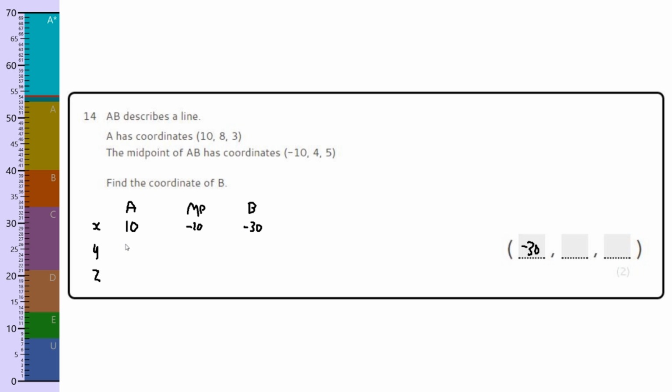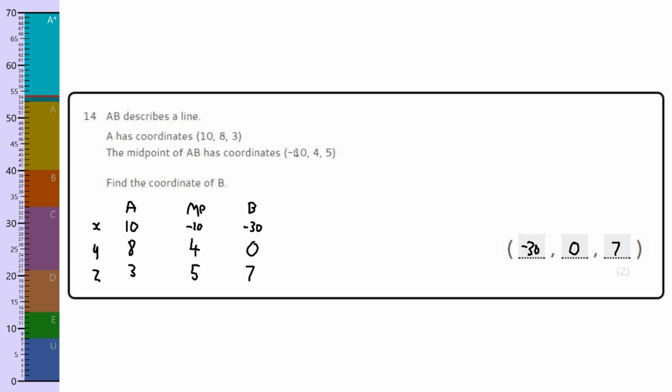Okay, looking at the y coordinates, the second one, we start at 8, we go to 4 halfway. Well, we're going to end up with 0. So we've gone 4 and then we're going to go another 4, so that's going to be 0. And here we start at 3, halfway is 5, and therefore if we've moved 2 to get from 3 to 5, we'll move another 2 to get to 7. And it's that simple. Looks really complicated, but it's that simple.